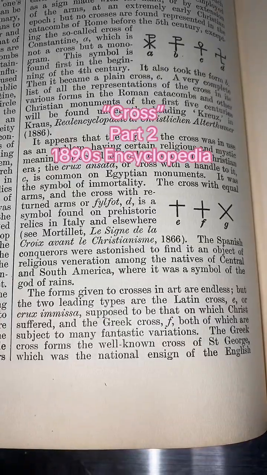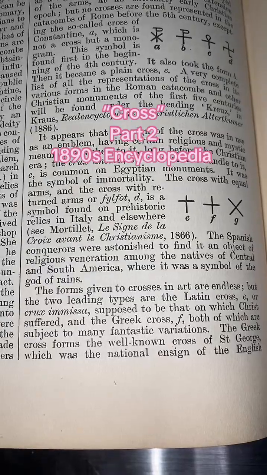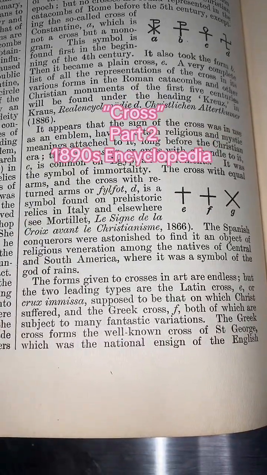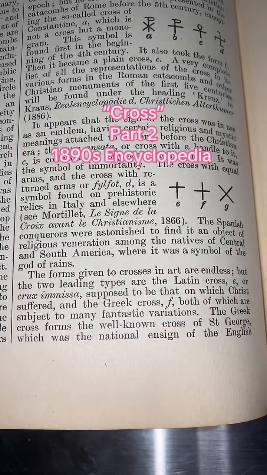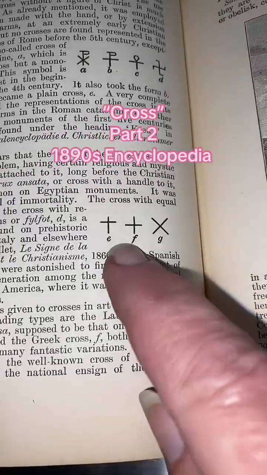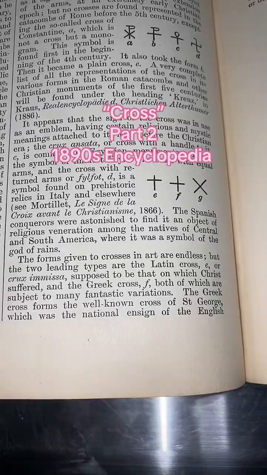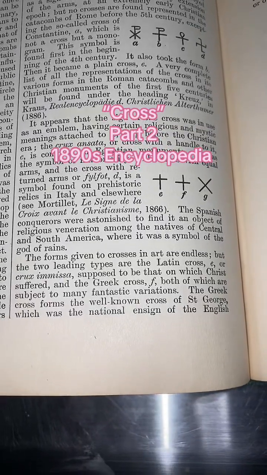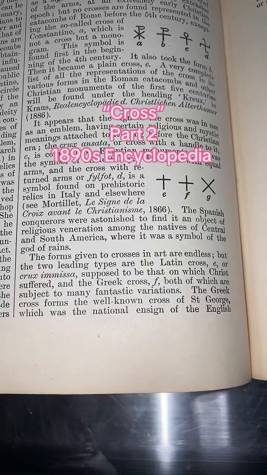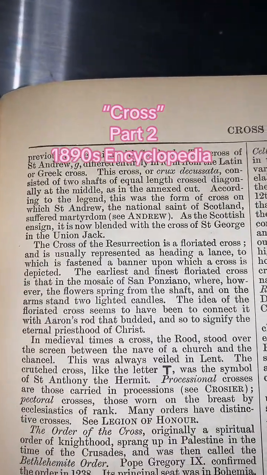The forms given to crosses in art are endless, but the two leading types are the Latin cross, or crux immissa, supposed to be that on which Christ suffered, and the Greek cross, which has even parts, both of which are subject to many fantastic variations. The Greek cross forms the well-known cross of St. George, which was the national ensign of the English previous to the union with Scotland.